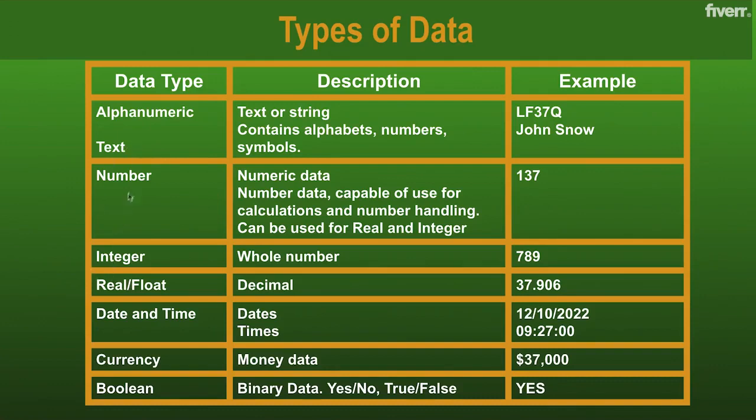So here I'm mentioning numbers, and that's any type of numeric data. Now you'll be used to having integers and floats, so you are used to separating a whole and a decimal. In the database section, you can just categorize them as the number, and it can be used for both the real and the integer.